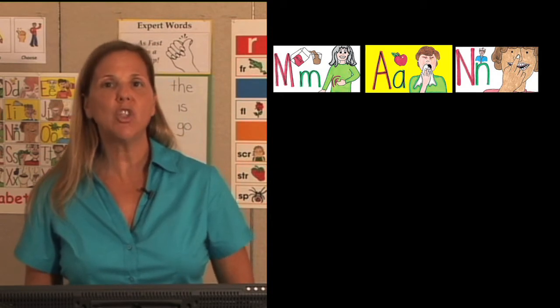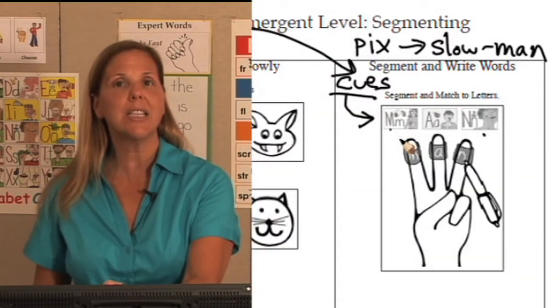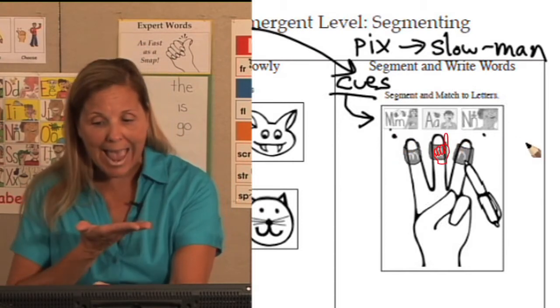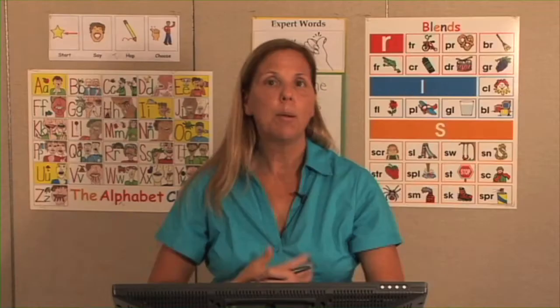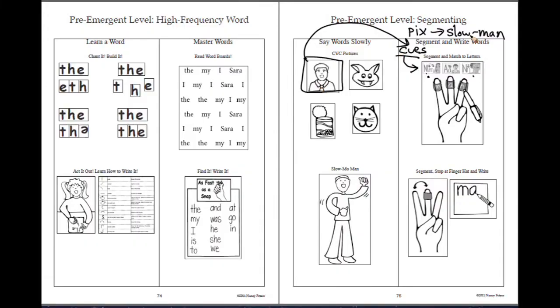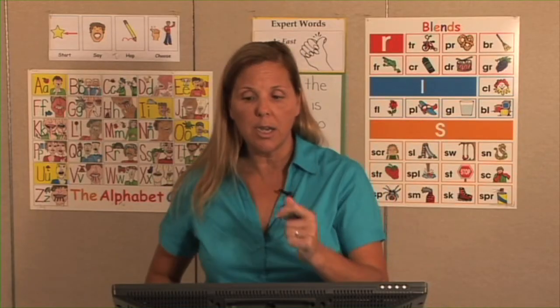Now I'm going to point to each one of our letter boxes and you say it as I point. Ready? Go. Man. Let's go back to the beginning. Say the picture. Man. Slow-mo man it. Man. Say each sound.